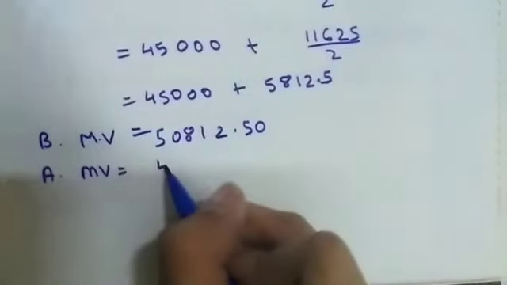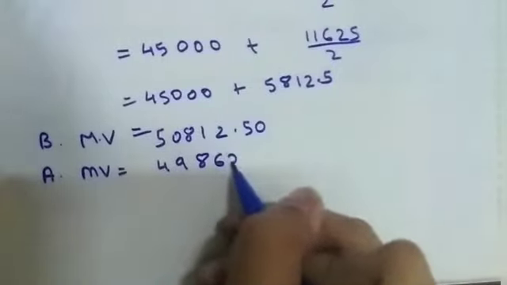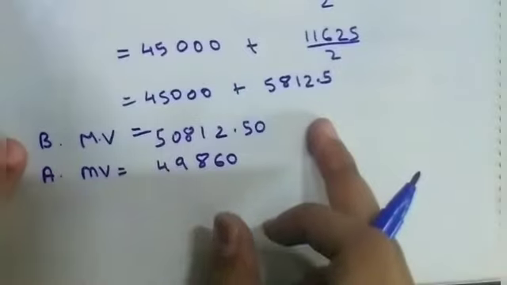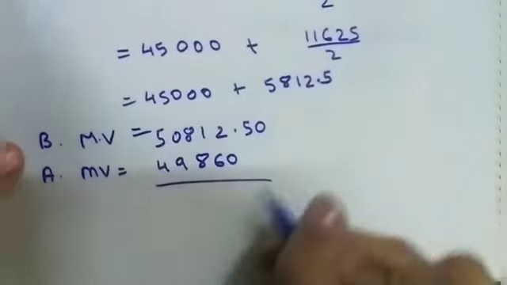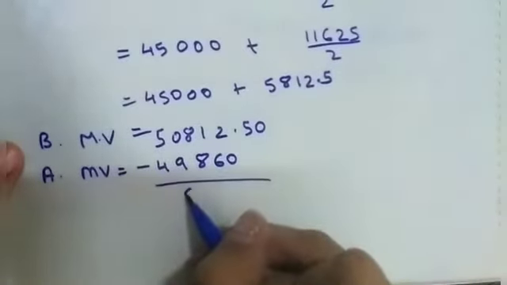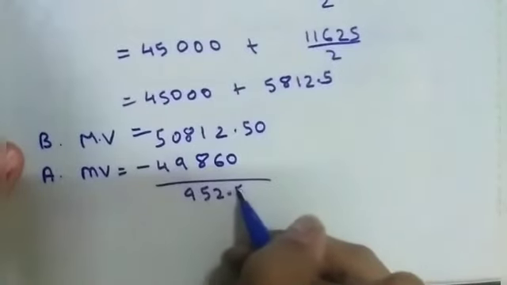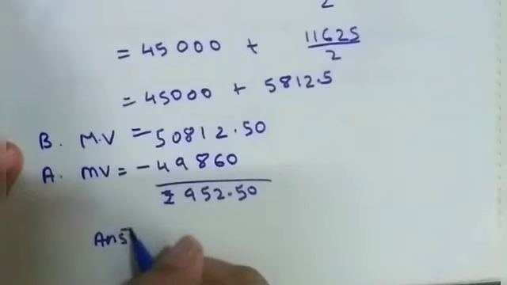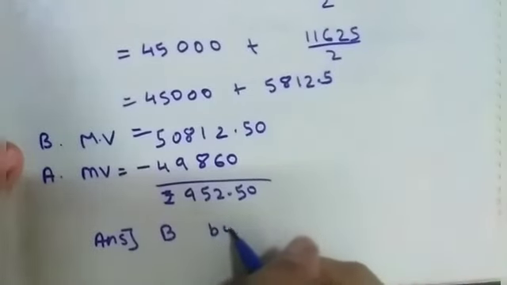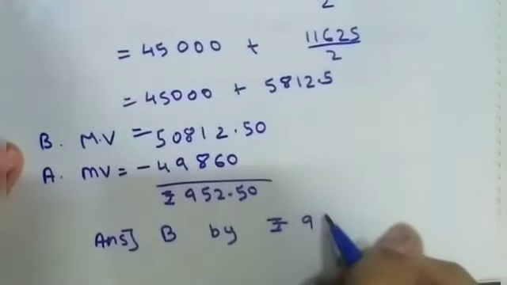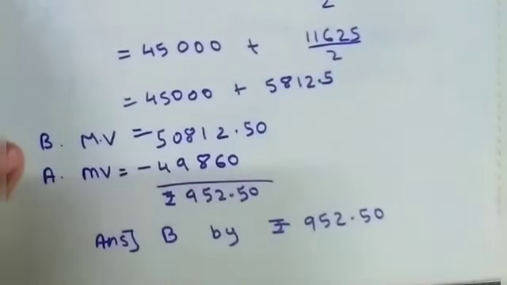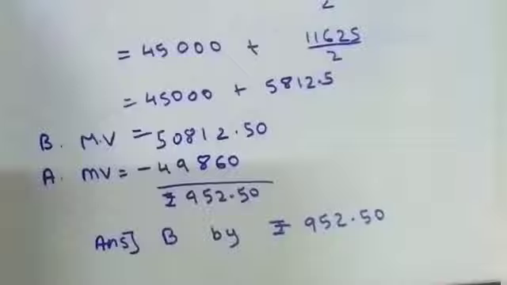So as we can see, the maturity value for B is this, and for A the maturity value was 49,860. So as per the question, we will write B has more maturity value, and by how much? So we will subtract this. So it would be 952.50 rupees. So in the answer you will write B by rupees 952.50 has more maturity value, as it is given in the question. So this was the answer.